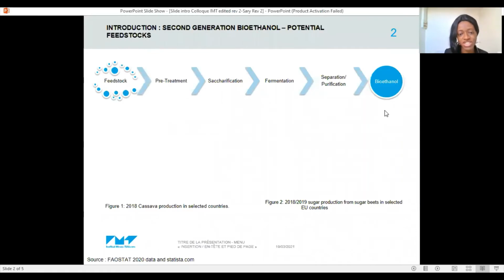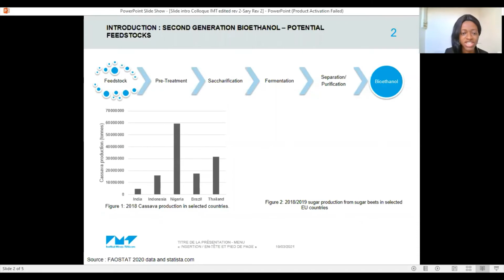Here is a presentation of the chain diagram for the obtainment of bioethanol. Nigeria is the world's largest producer of cassava, producing over 50 million tons of cassava in the year 2018. It has been estimated that nearly 100 kg of cassava processed could generate about 6 kg of cassava peels as waste.